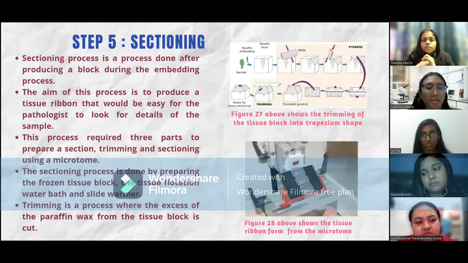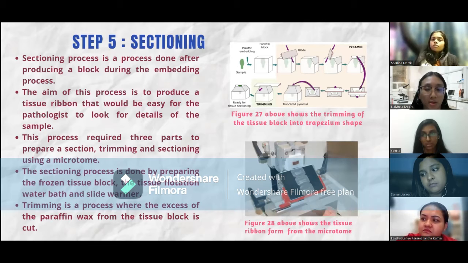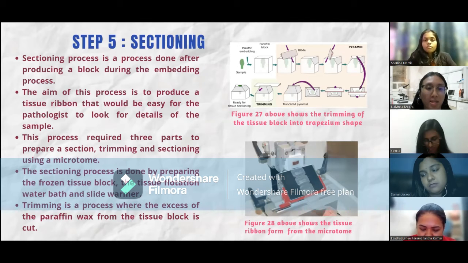That's all from me. Next is step 5, which is sectioning. Sectioning is a process done after producing a block during the embedding process. This process is to produce a tissue ribbon that will be easy for the pathologist to look for the details of the sample. And it requires 3 parts to prepare a section, which is trimming, sectioning using a microtome, and preparing a section.